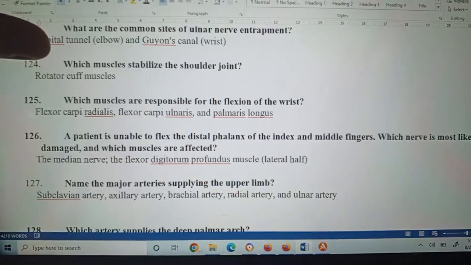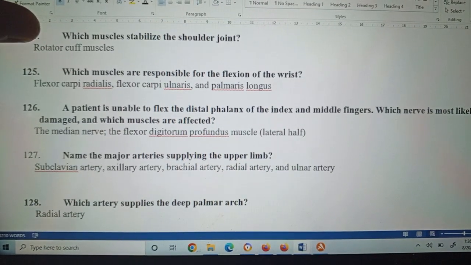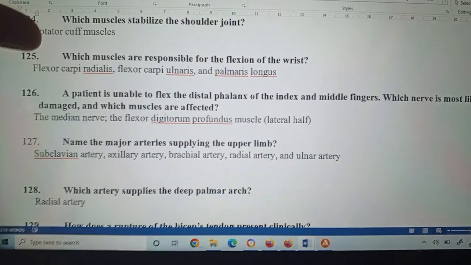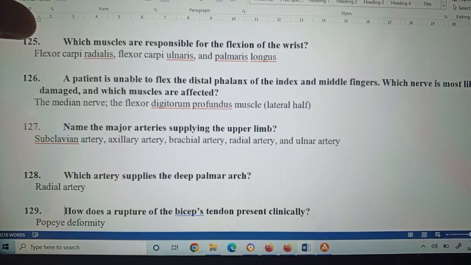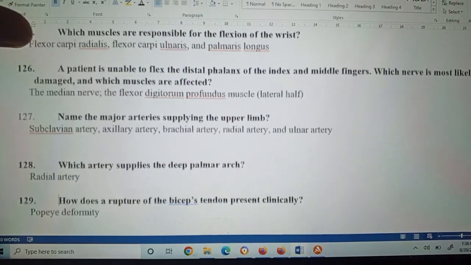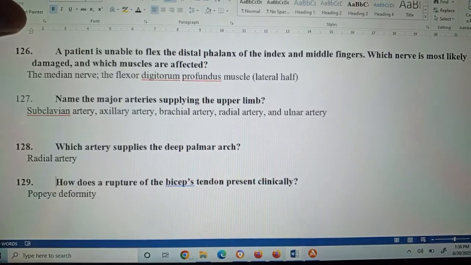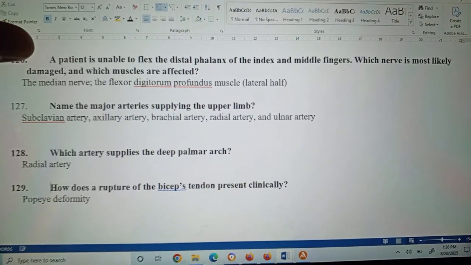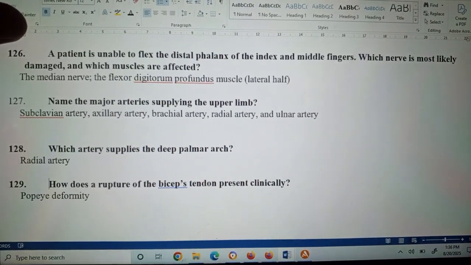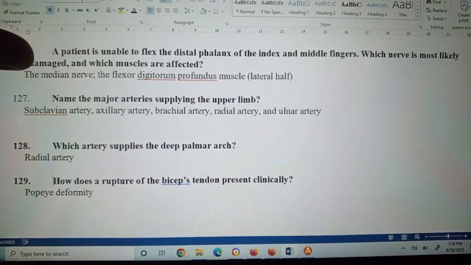Which muscles stabilize the shoulder joint? Rotator cuff muscles. Which muscles are responsible for flexion of the wrist? Flexor carpi radialis, flexor carpi ulnaris and palmaris longus. A patient is unable to flex the distal phalanx of the index and middle finger. Which nerve is most likely damaged and which muscles are affected? Median nerve, flexor digitorum profundus, lateral half.